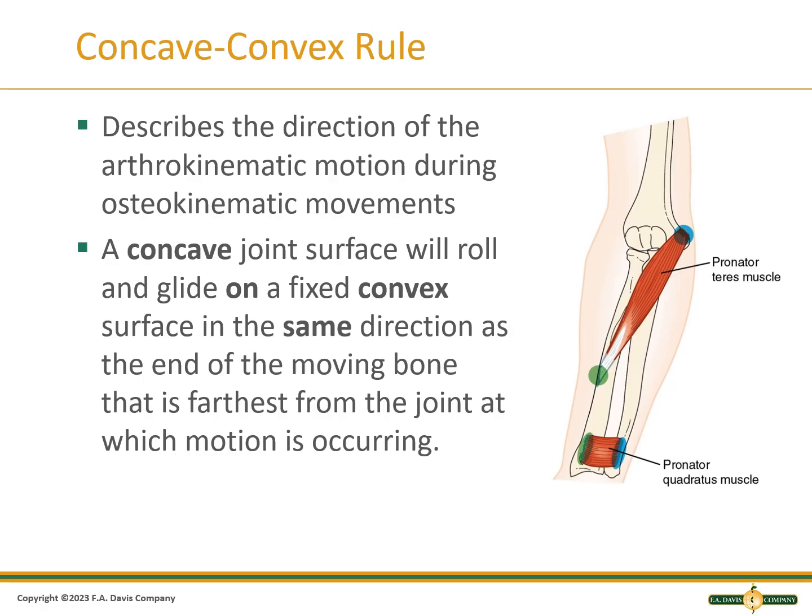The first step is to determine which side of the joint is moving and which side of the joint is fixed. So if it's the concave surface that is moving, such as an open chain elbow flexion, the concave surface will roll and glide on the fixed convex surface in the same direction as the distal end of the bone. So during elbow flexion, from anatomical position, the forearm is moving anterior, and so we understand that the concave ulna is rolling and gliding anteriorly on the fixed convex humerus during elbow flexion.